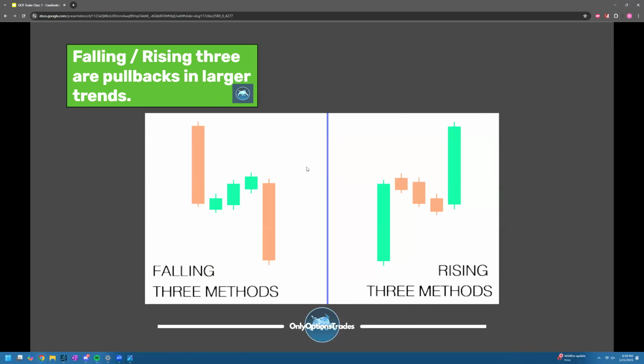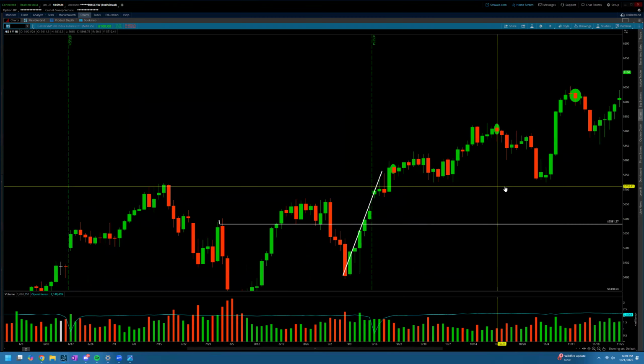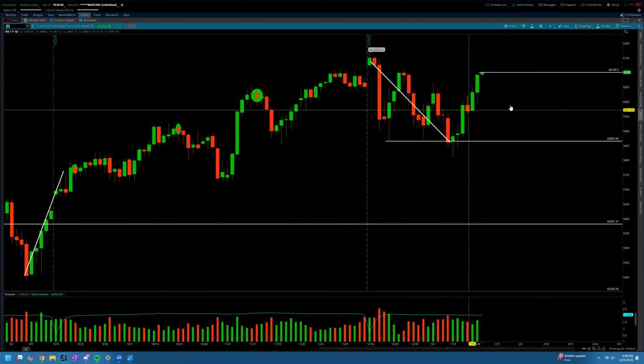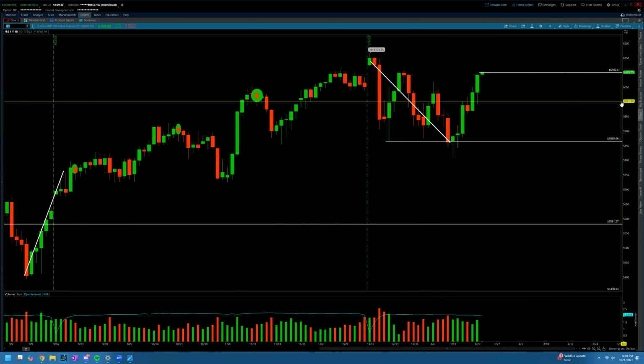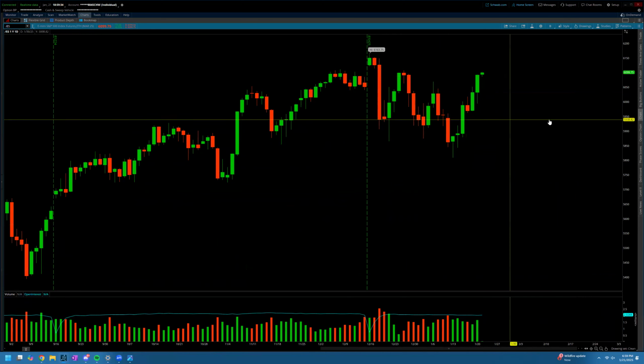The next one is, I've actually never heard somebody call it falling three or rising three. I think this is a bit ridiculous, but basically this is a general structure for a pullback in a larger trend. And I want to kind of illustrate that a little bit with a real example here. We can see that illustrated here, right? This is actually a pretty good example. So looking on ES here, check this out.